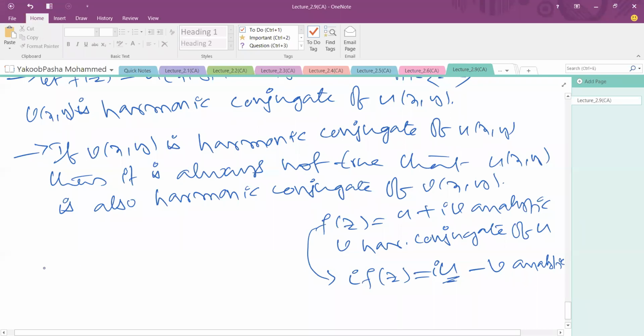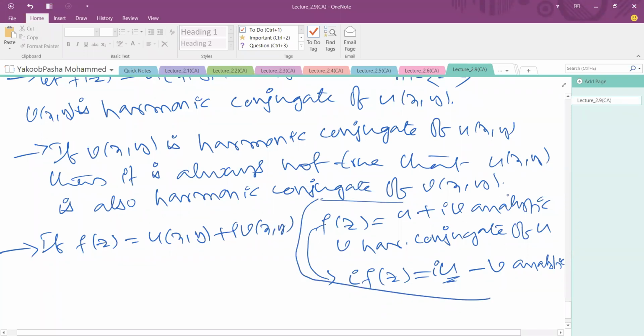Okay, that means I am taking here clearly: if f of z is equal to u of x comma y plus i into v of x comma y, then we are taking it is analytic.